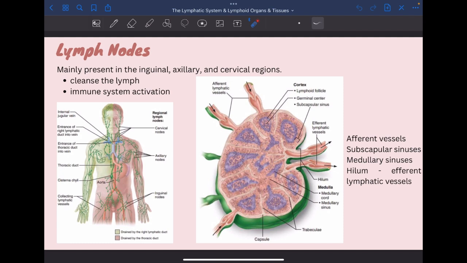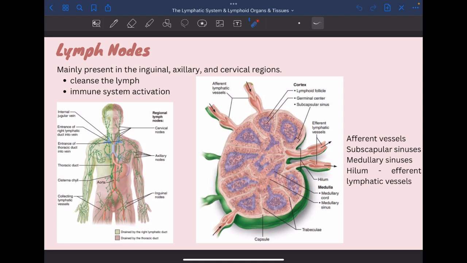After that, they will leave. Obviously, as we said, the sinuses have reticular fibers, and on top of them we have macrophages and so on. So in this entire process, we're cleansing the lymph and removing any pathogen. But for the most part, the lymph leaves through the efferent lymphatic vessels, which are present at the hilum. The hilum is this part here. It's this indentation on the concave side of the lymph node.